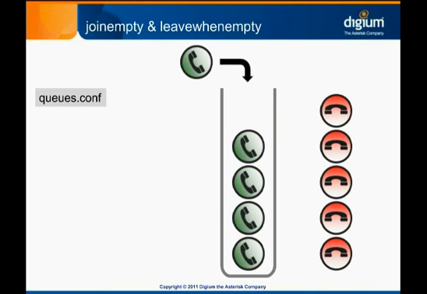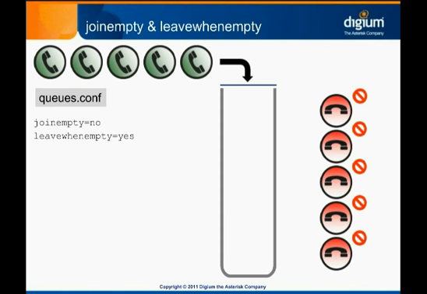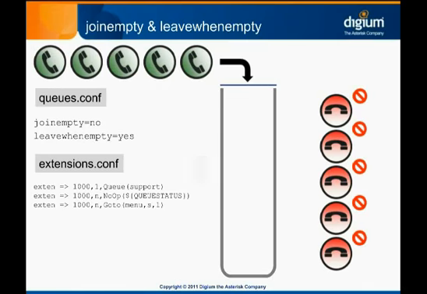Next, we'll look at a related pair of options. Joinempty and leavewhenempty can be used to prevent callers from waiting in a queue when there are no members servicing the queue. Setting joinempty to no keeps callers from joining a queue when no members are present, and setting leavewhenempty to yes makes callers leave the queue if all its members leave. If a call is unable to join or is made to leave a queue, it will continue dial plan execution immediately following the priority where the queue application was called. The queue status dial plan variable will give an indication of why the call could not be queued.